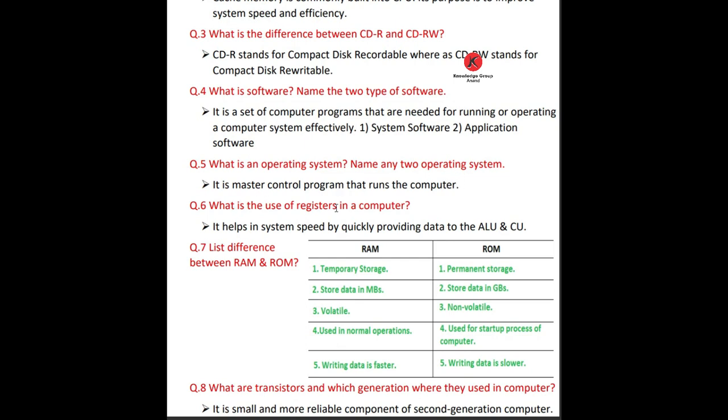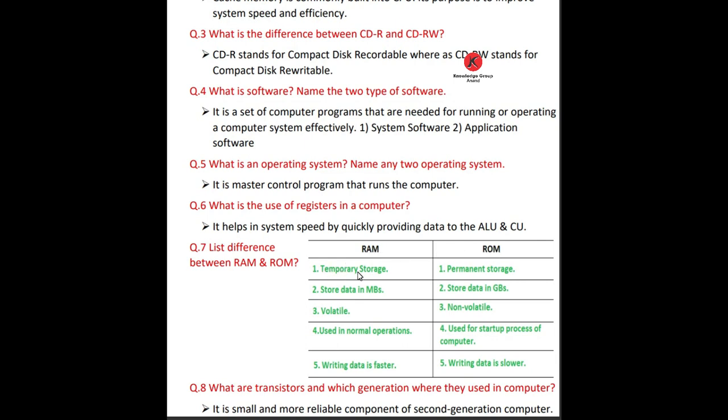What is the use of a register in a computer? It helps in system speed by quickly providing data to the ALU and CU. ALU means arithmetic and logic unit and CU means control unit. Now next, differentiate between RAM and ROM. RAM stands for random access memory and ROM stands for read-only memory.